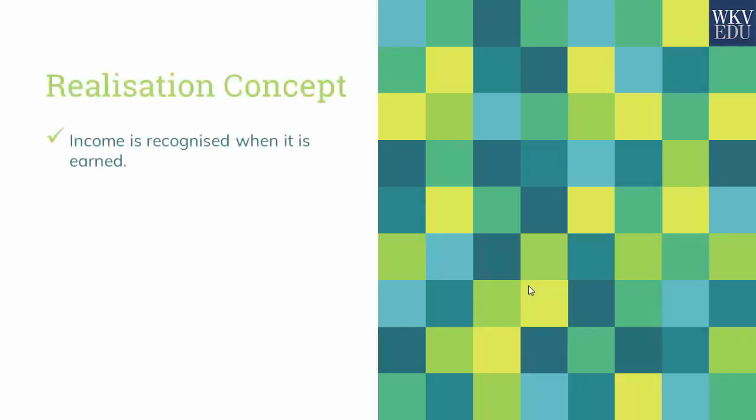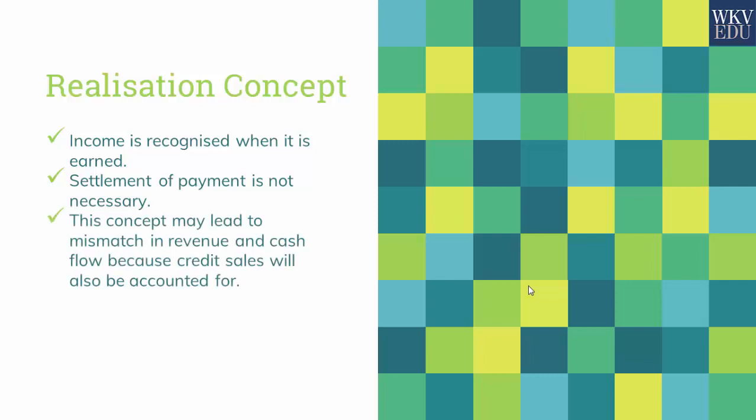Realization concept. The realization concept tells you that income is recognized when it is earned. It is not recorded when the cash settlement takes place. So it will be realized the moment the deal is struck and the revenue is recognized. This concept may lead to a mismatch in revenue and cash flow because credit sales will also be accounted for. So the realization concept says that even if you have made sales on credit and the money is going to come to you, say, 3 months down the line, you will record it as a sale the moment you have made the sale and not when you receive cash.